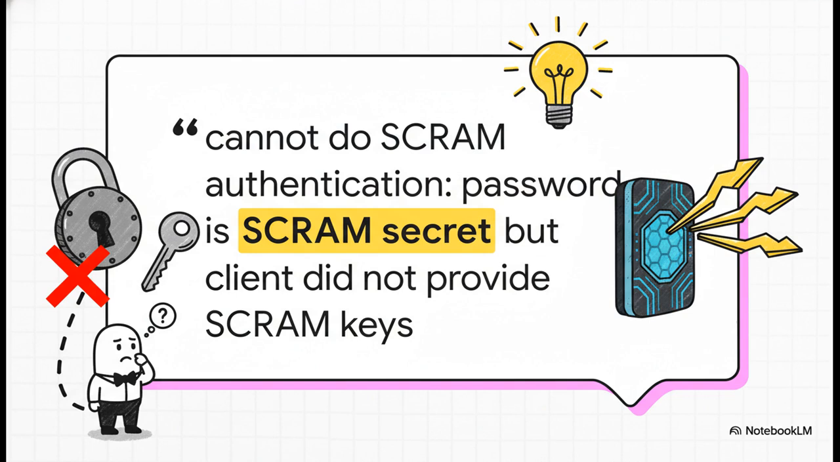It says it cannot do SCRAM authentication because the password is a SCRAM secret, but it didn't get any SCRAM keys. What does that mean in plain English? PgBouncer is walking up to the database, it sees this brand new high-tech SCRAM lock on the door, and it's basically saying, whoa, I have no idea how this works. I only brought my old school MD5 key. It's trying to open a digital lock with a physical key. It's just never going to work.